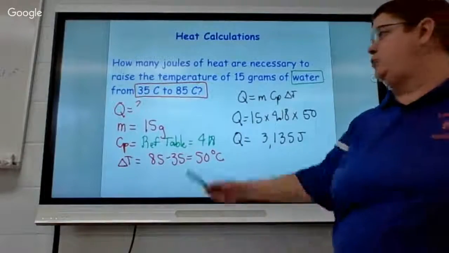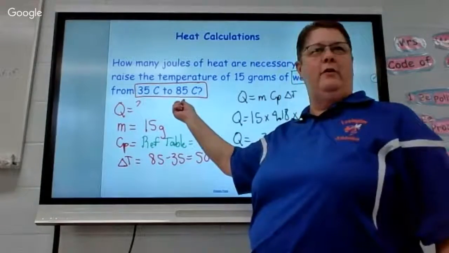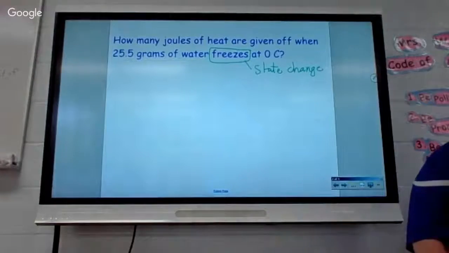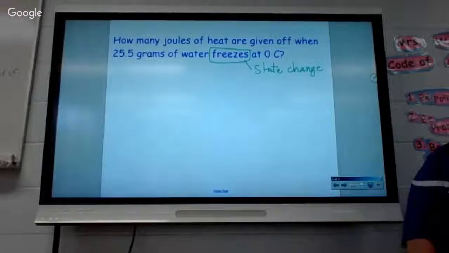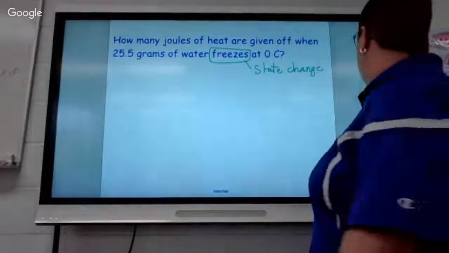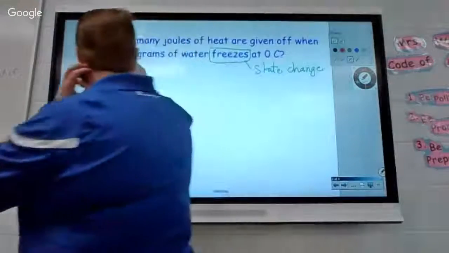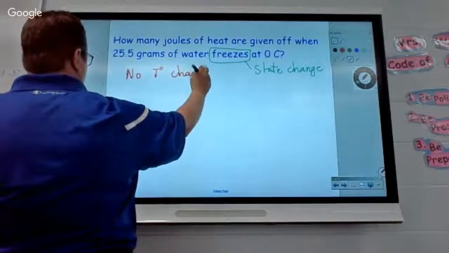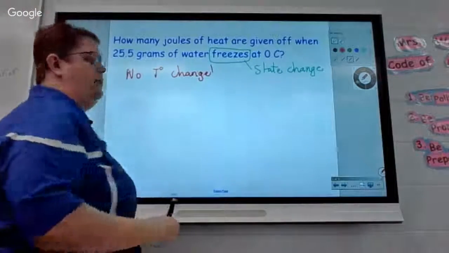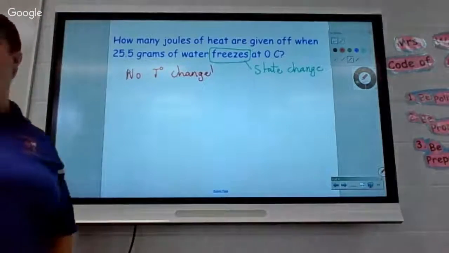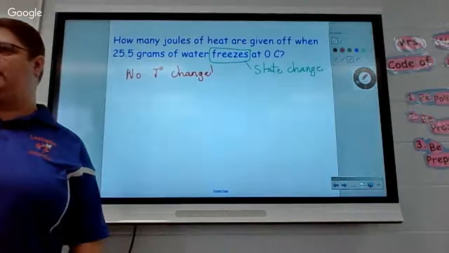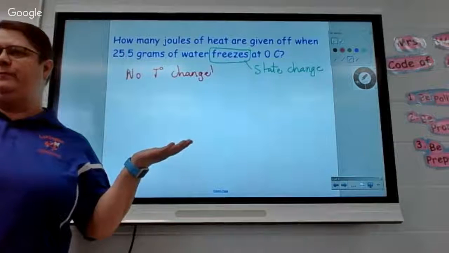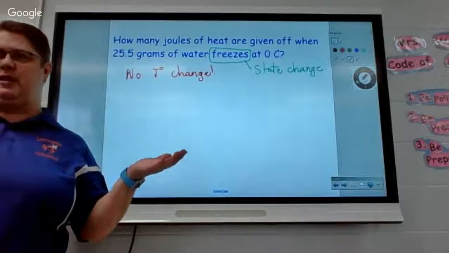It doesn't have a change in temperature. See how this goes from 35 to 85? Look at that one. What do you see there? You just see 0. There's no temperature change. So when you look at this, there is no temperature change. Because there's no temperature change, that should eliminate the formula that has delta T in it. So you're either using the HV or the HF. Does everybody see that? Or am I just talking to myself?